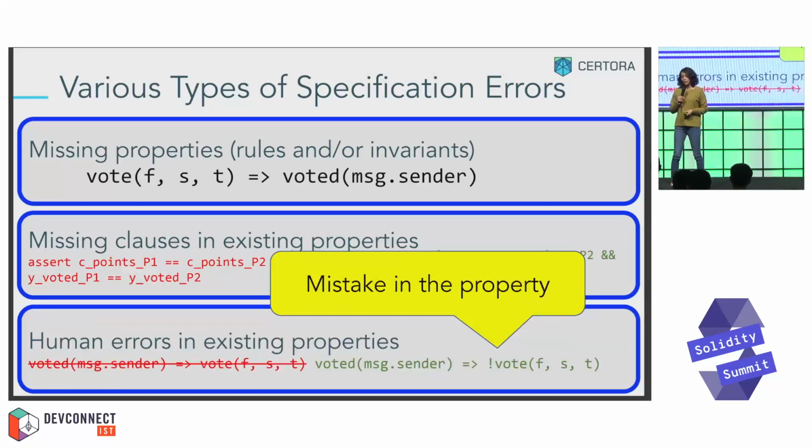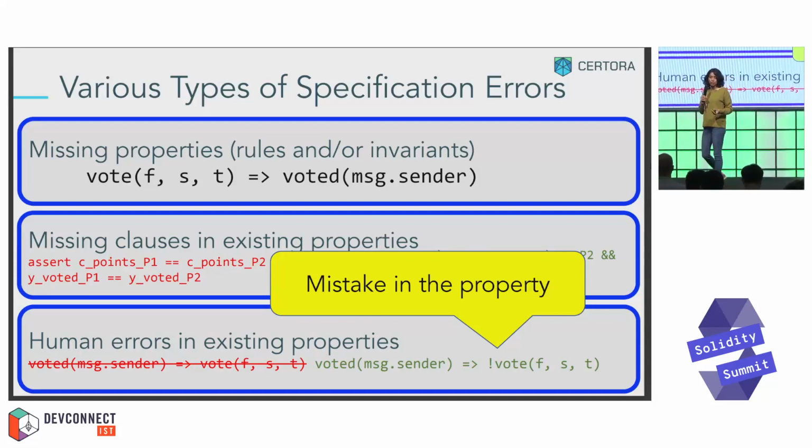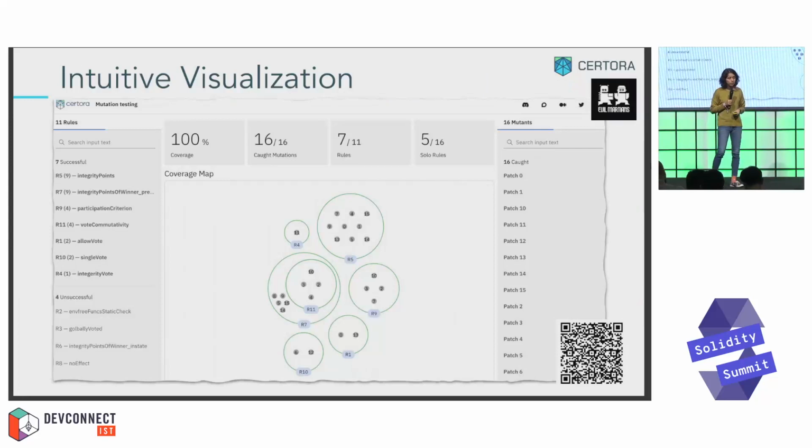Okay, so the third way is the silly way, but unfortunately it is also the most common. This is just human error. You have a property in your mind, you thought you did a good job of translating that to logic, it turns out you didn't, and your verification goes through, but it shouldn't. So these are the 3 ways in which we have so far seen specifications to have gaps, and all of these are pretty easy to catch with a technique like mutation testing.